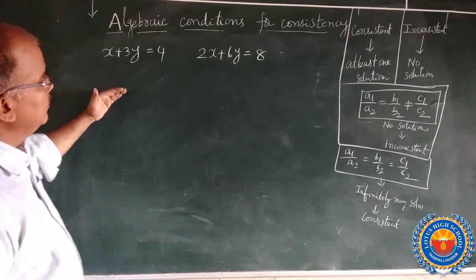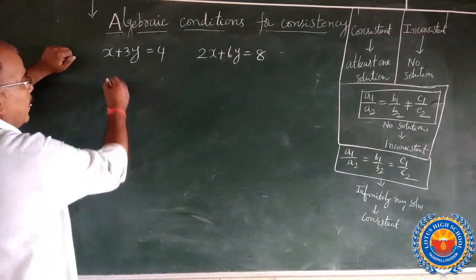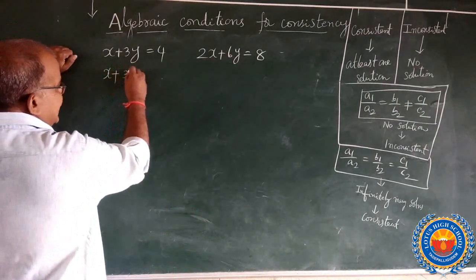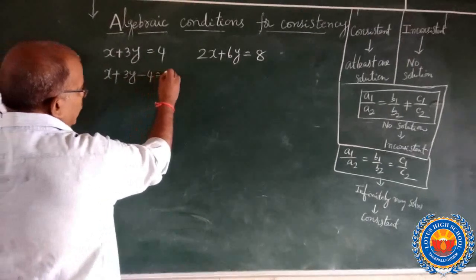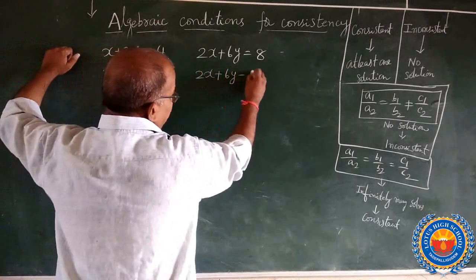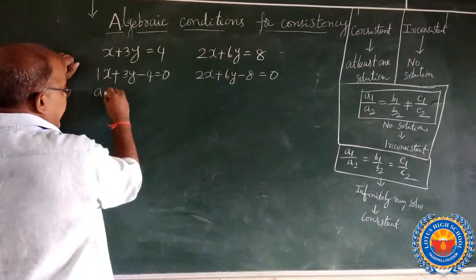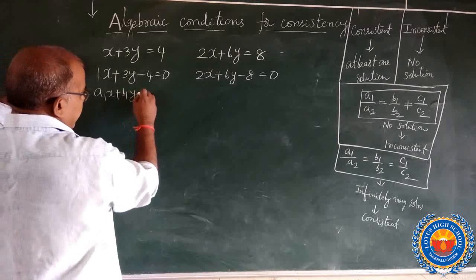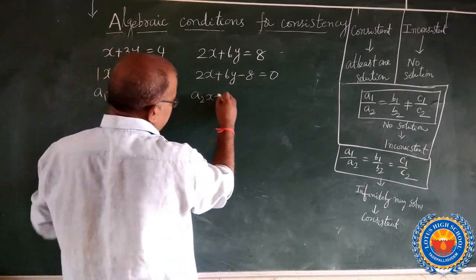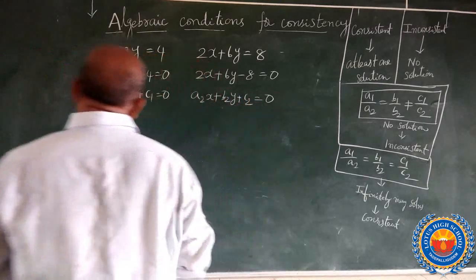One more sum we'll check. Same again, infinitely many solutions only. Write in general form. x plus 3y minus 4 is equal to 0, 2x plus 6y minus 8 is equal to 0. The general form is a1x plus b1y plus c1 is equal to 0, a2x plus b2y plus c2 is equal to 0.